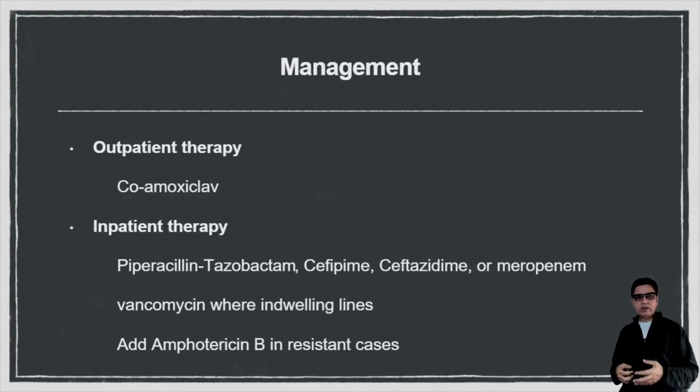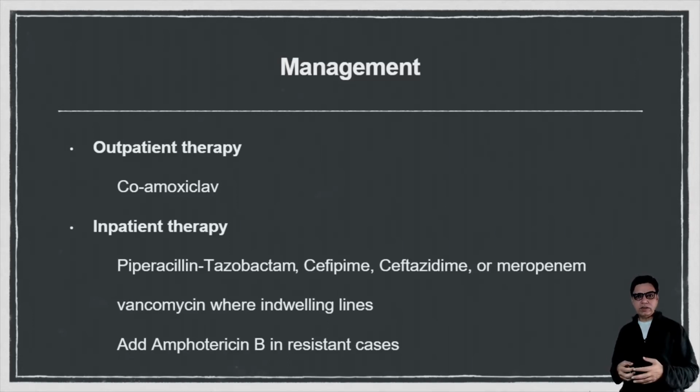A child who has got indwelling lines and where you would be considering gram-positive infections like Staphylococcus epidermidis, then it's better that you add a second drug which has got gram-positive coverage as well, and that is vancomycin. Where there are abdominal abscesses and things like that, you would be considering anaerobic cover, and then in that particular case, you should be adding metronidazole.